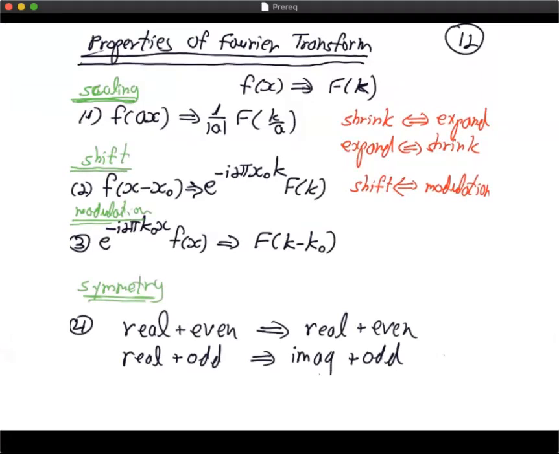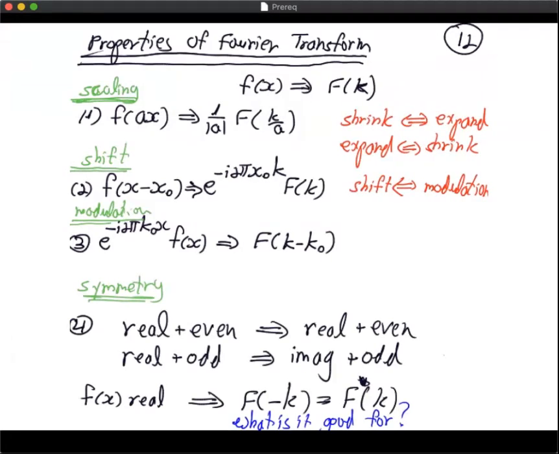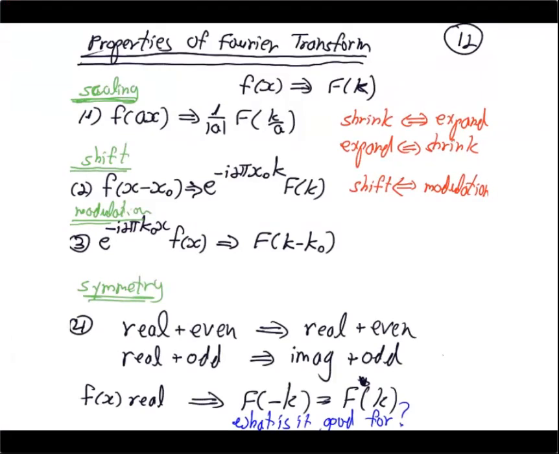So there's a symmetry. If something is real and even in one domain, it's going to be real and even in the other domain. If some function is real and odd, it's going to be imaginary odd in the other domain. So if something is real and even in the time domain, it will be real and even in the frequency domain. If something is real and even in the frequency domain, it will be real and even in the time domain. So there's a symmetry there. You know, there's a reciprocity.